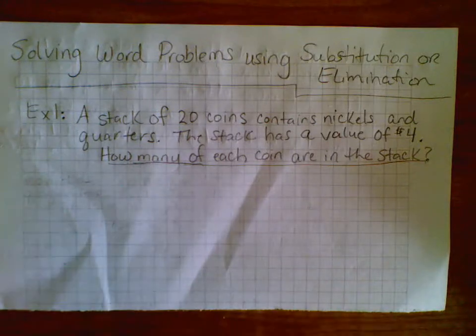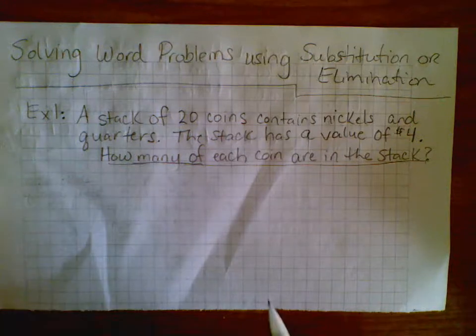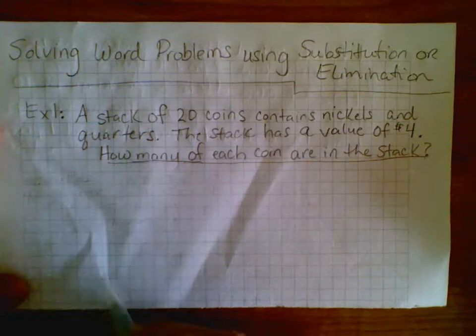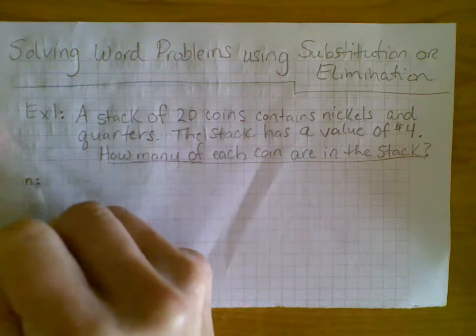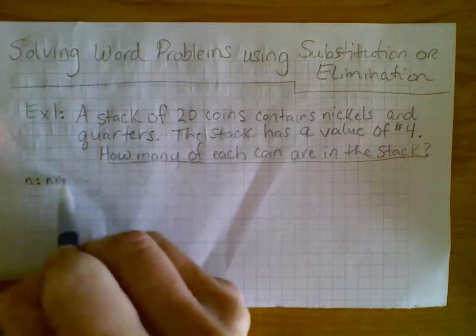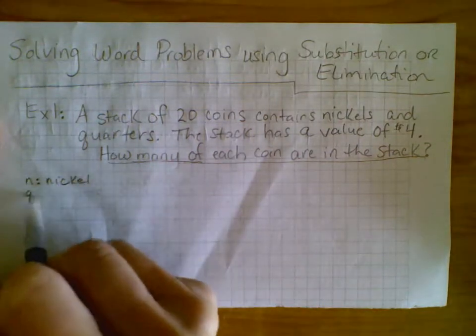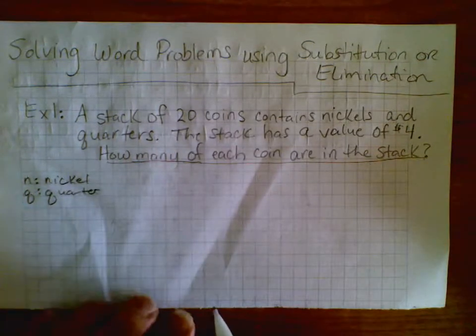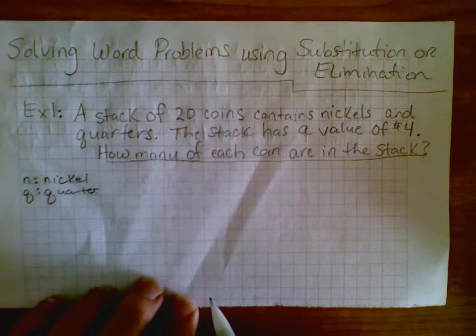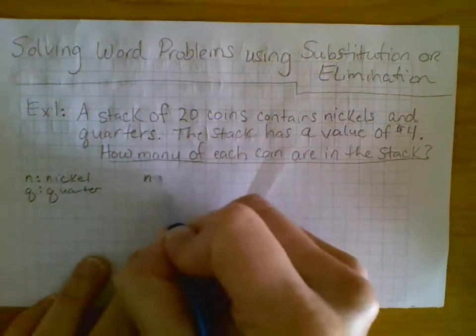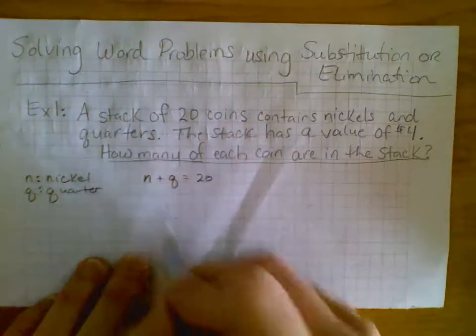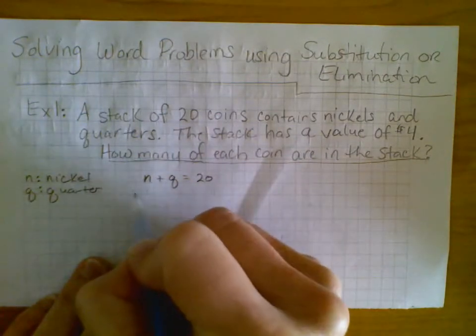So this problem talks about coins of nickels and quarters, and it has a stack of 20 worth $4. So I'm going to let my n variable be my nickel, my q be my quarter. I'm going to write one equation that deals with just the coins: nickels plus quarters equals 20. And one equation dealing with the value.